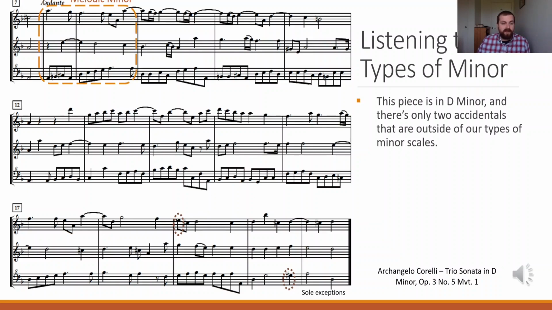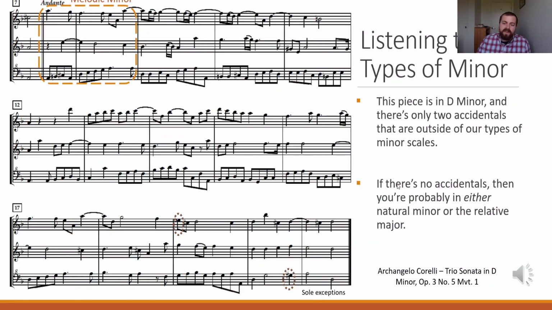For instance, right here at the beginning, if we have D minor, we can see A, B natural, C sharp, right? So this gives us the sense that this first passage is in melodic minor. If you see a passage without any accidentals, you're either in natural minor or the relative major. And this piece actually has both. This measure here very much looks like it's in the natural minor. We have D, we have F, we have A. We've got all the pitches that we would expect in a D minor area. And it's in natural minor. We've got B flats, we've got C naturals, and so on.